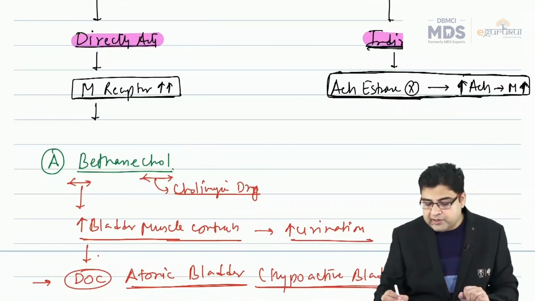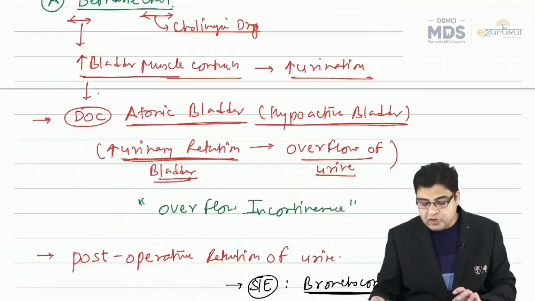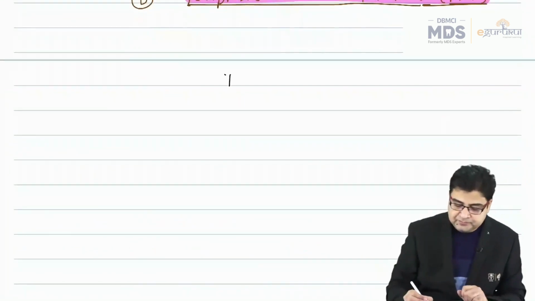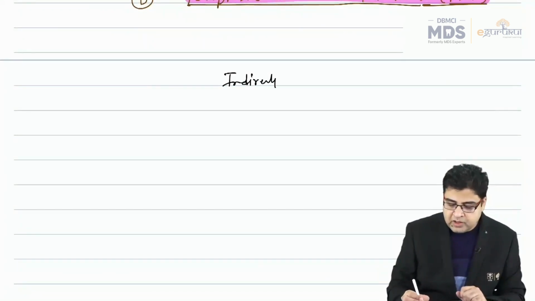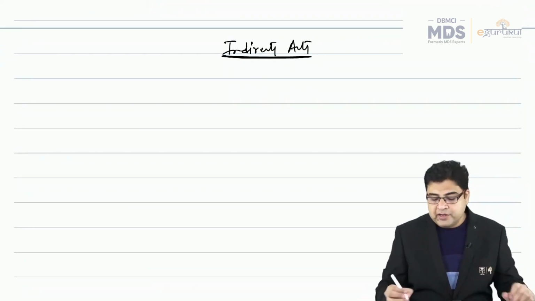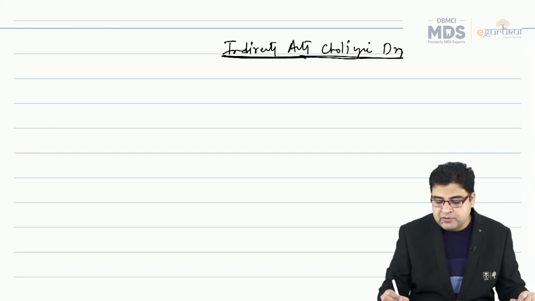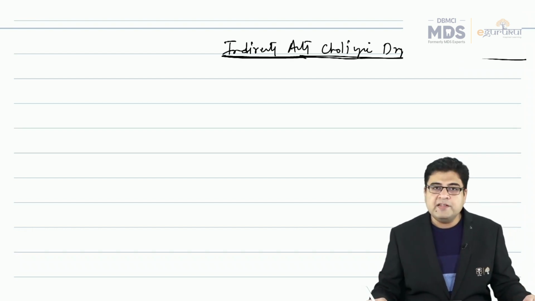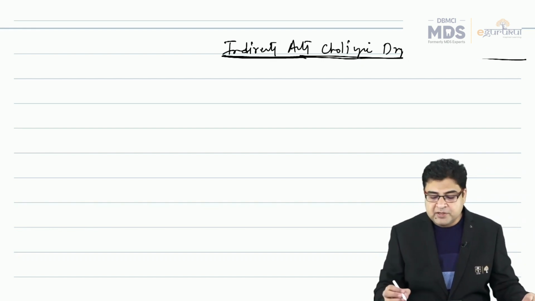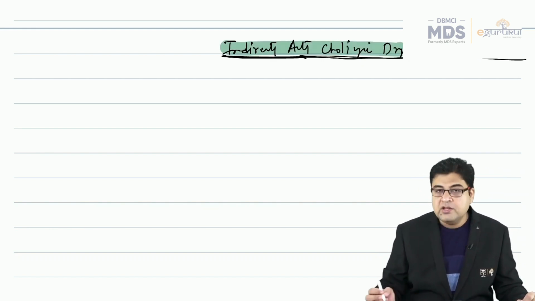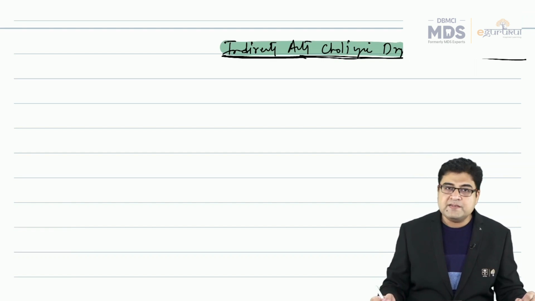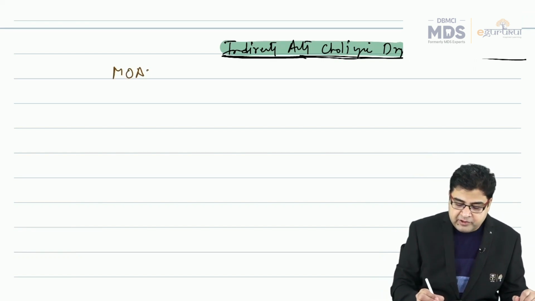Now let's talk about indirectly acting medicines. We are going to discuss indirectly acting cholinergic drugs. The drugs are cholinergic only, so ultimately all medicines will produce the effect like dumbbells, but these medicines are indirectly acting. How these medicines act in the body, we have discussed in the mechanism of action.